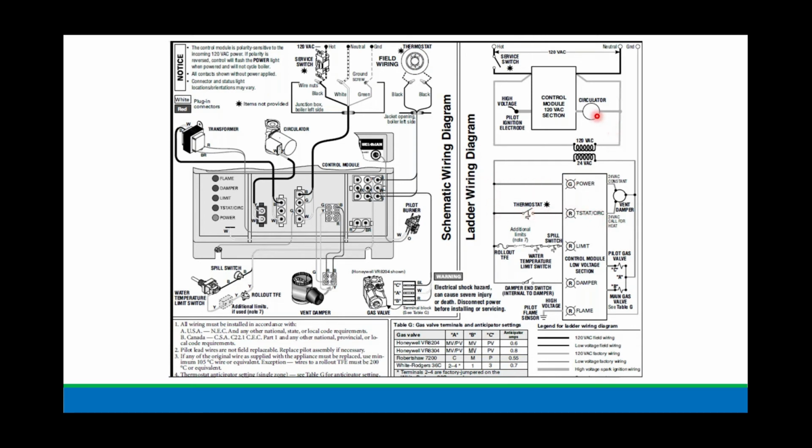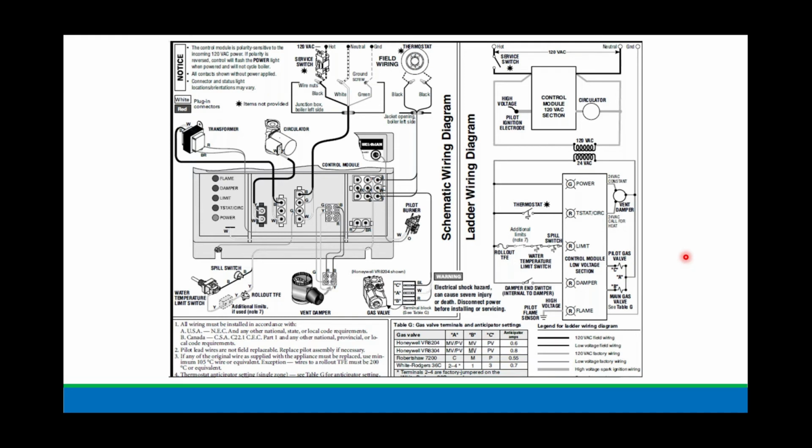And power has to then go through the rollout, the limit switch, a spill switch to energize now the vent damper motor. The vent damper motor is going to get energized and open. And what do you see right here? Damper end switch. So once it opens, it closes this switch, which then is going to energize our gas valve and also energize the spark box. So then you hear the click, click, click, click, vroom, and the boiler fires. All right? So really no different than what you just saw.